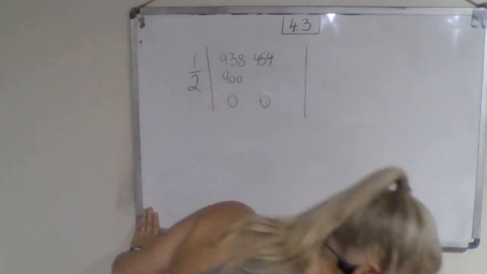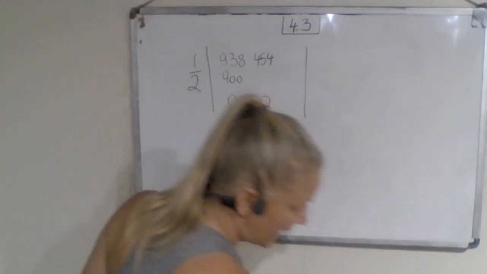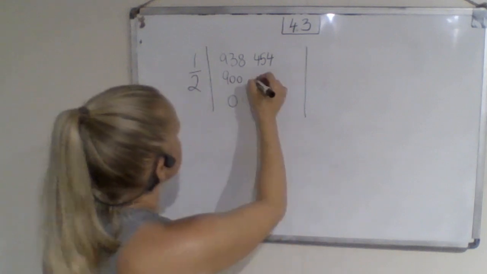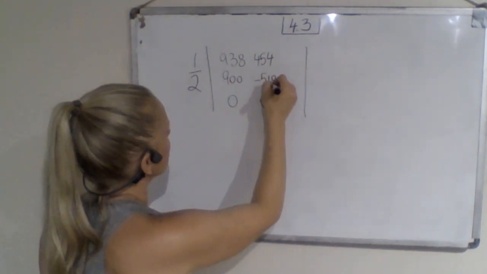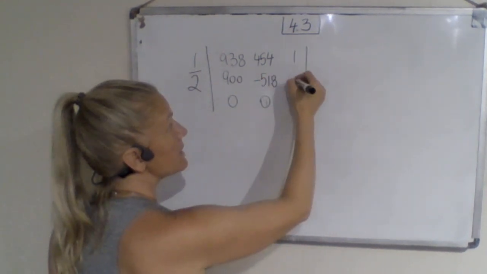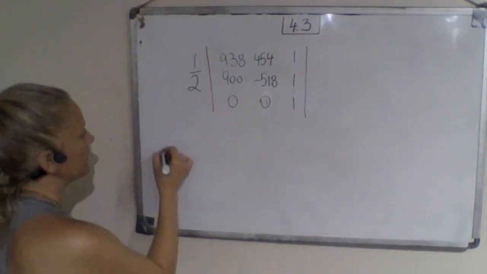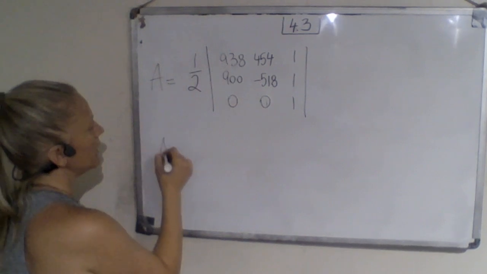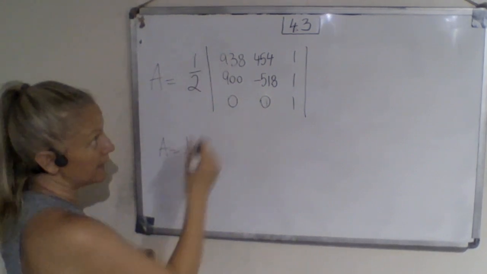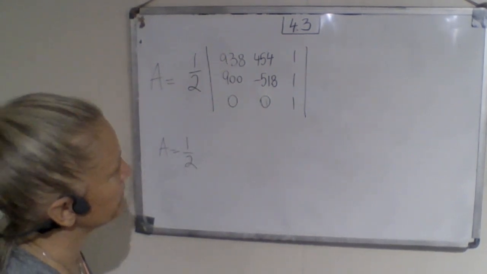Am I right? Yes. Puerto Rico is negative 518. And then Miami 0, 0. And then we said the last is going to be 1, 1, 1. They want to know what is this area. What area is half of? And I need to find out this determinant, right?